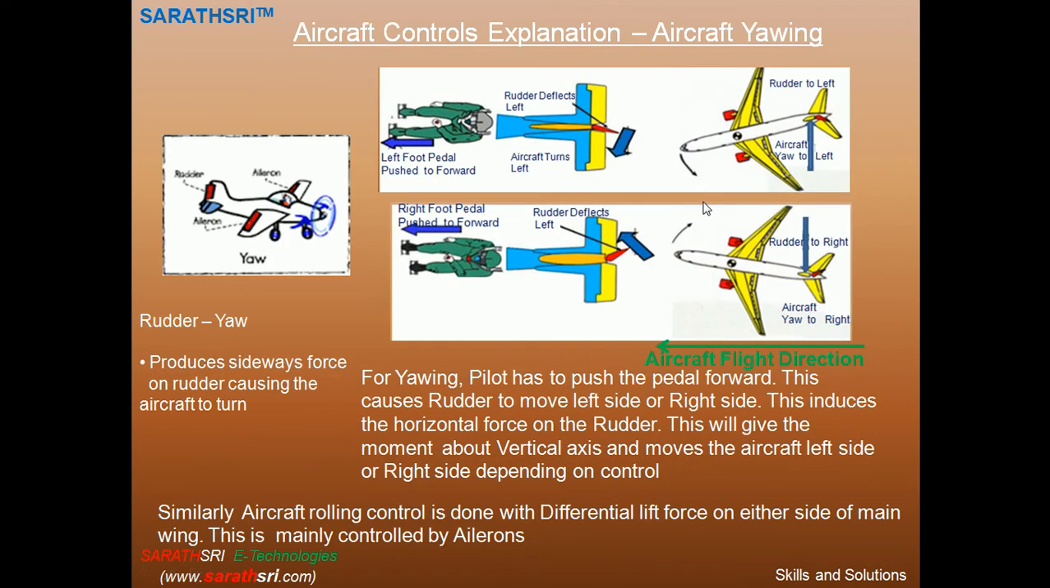Similarly, how is aircraft yawing done? Aircraft yawing is moving either to this side, I mean the right side or left side. This is done by the rudder.